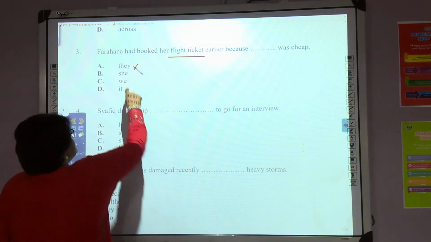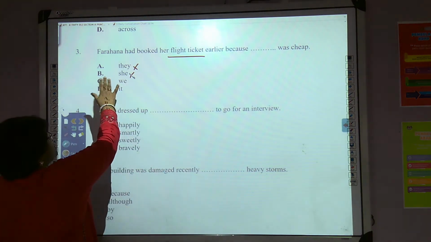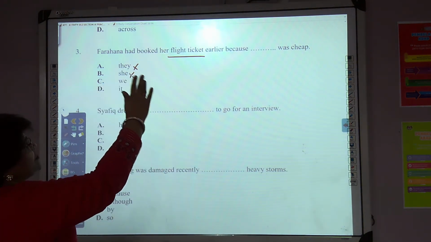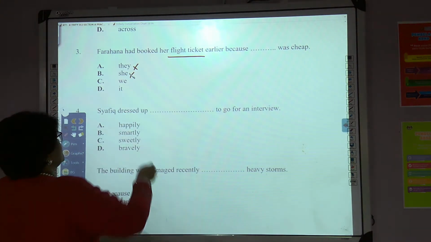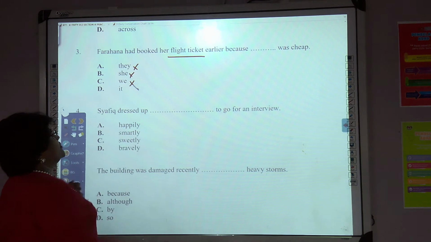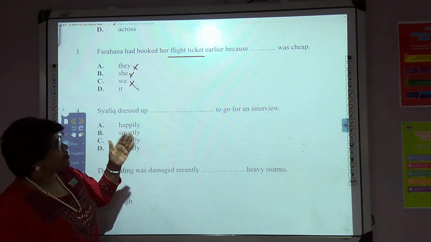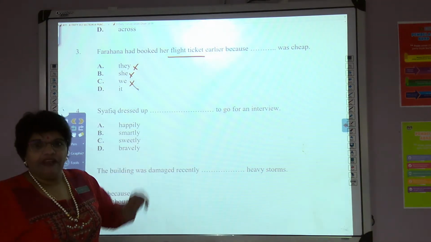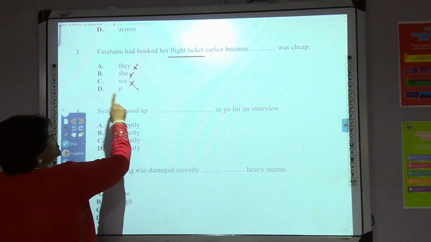So we is also wrong, because Farhana had booked her flight ticket earlier because we was cheap. It doesn't make any sense. Wrong. So the correct answer: Farhana had booked her flight ticket earlier because it was cheap. Flight ticket is an object, so the pronoun you use is it. It's only one ticket.